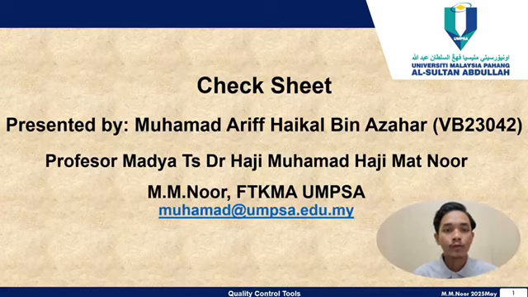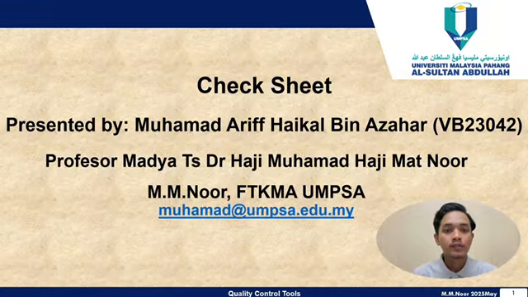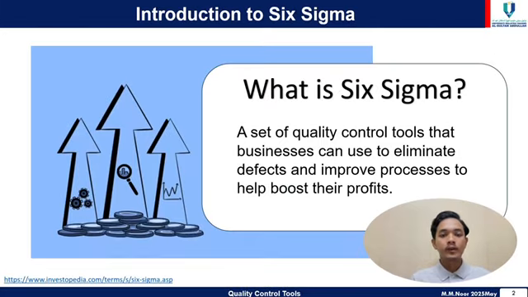Today I would like to present our explanation about the Six Sigma tool. I chose the check sheet for my presentation. What is Six Sigma? Six Sigma is a set of techniques and tools used to improve business processes. It is a method used to eliminate waste and defects in products.